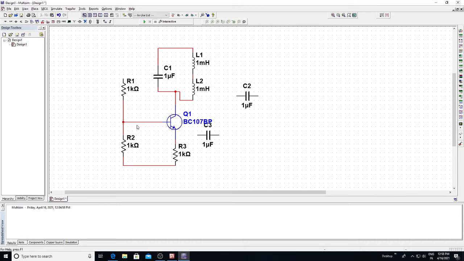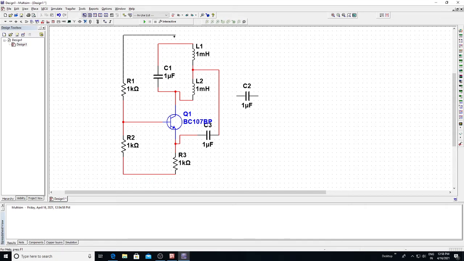Make sure the nodes are present. One end of the capacitor is connected to this node, and the other end of the capacitor is connected to the resistor end. Right, so make the connections in a proper way.